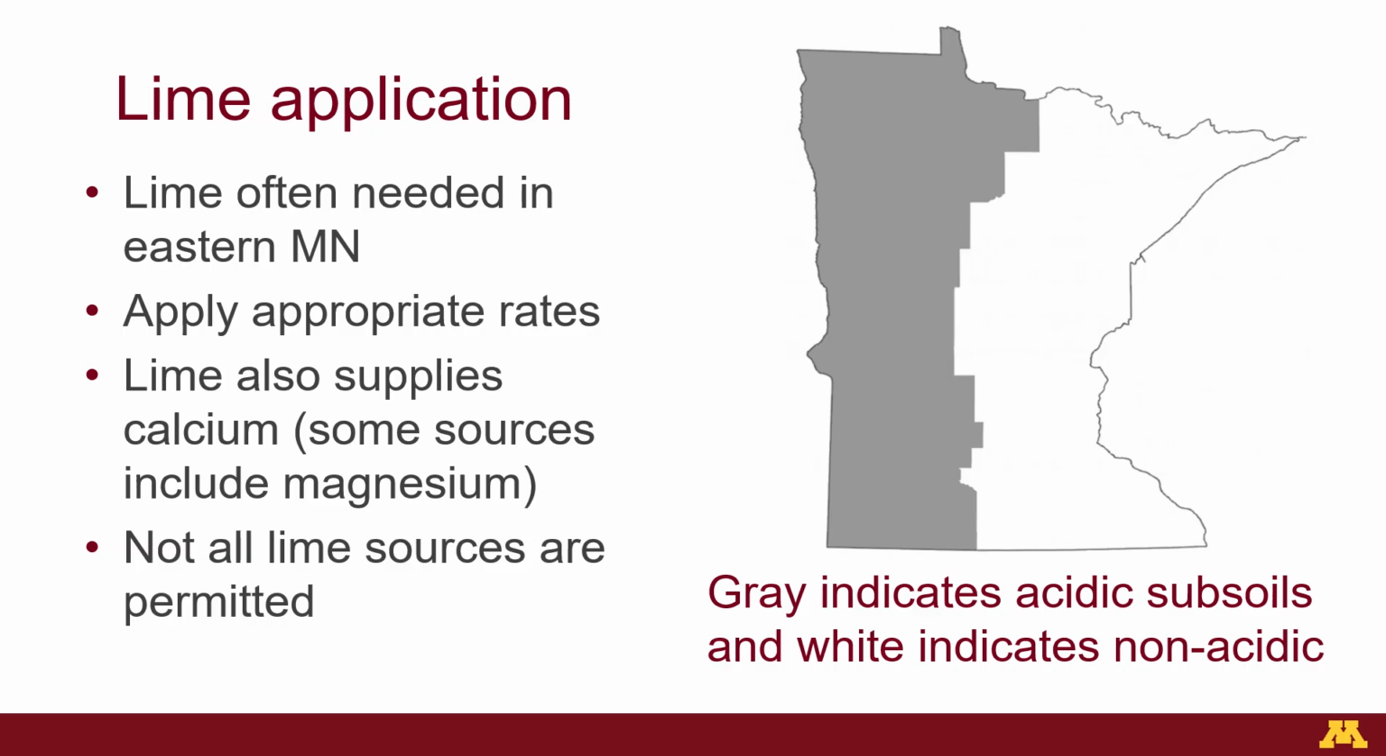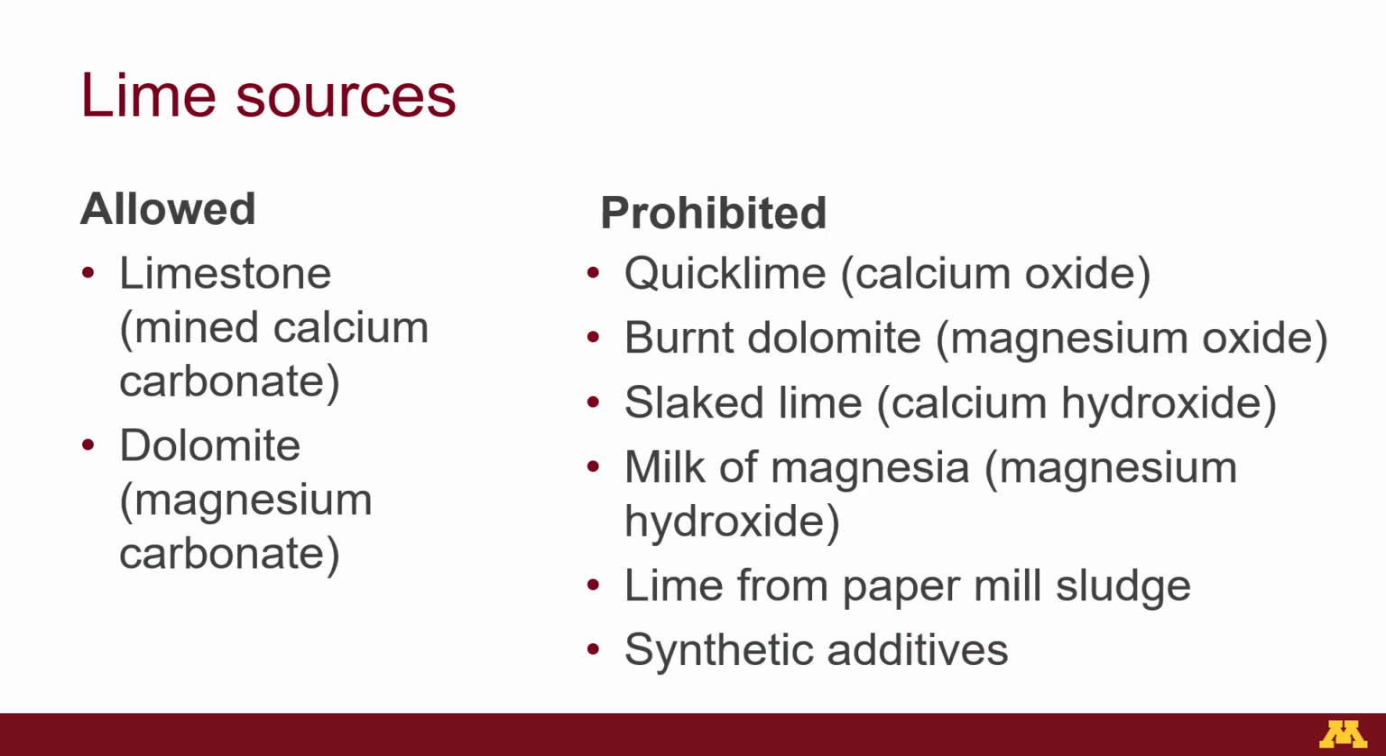When applying lime, be aware that it will also supply soil calcium, and some lime sources include magnesium as well. Not all available lime sources are permitted under the National Organic Rule. Permitted liming materials in organic agriculture are limestone or mined calcium carbonate and dolomite or magnesium carbonate. You are not permitted to use quicklime, burnt dolomite, slaked lime, milk of magnesia, lime derived from paper mill sludge, or lime that contains synthetic additives such as anti-caking agents.